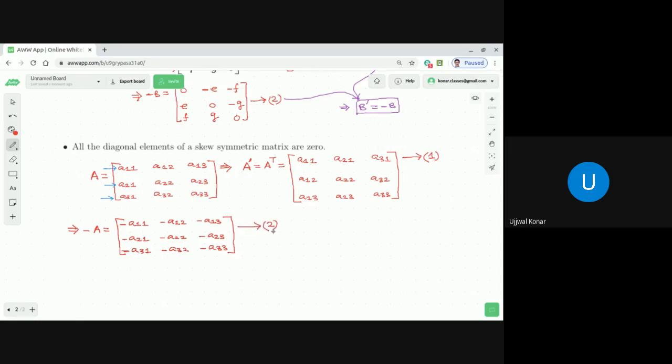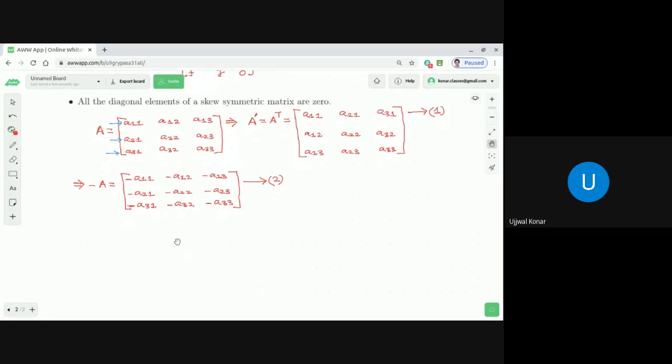Now, dear students, what we see is that the definition of a skew-symmetric matrix is that A transpose should be equal to minus A. Okay. Now, as A is a skew-symmetric matrix, this implies that A transpose should be equal to minus A. This implies what? From equation 1, we get A transpose.